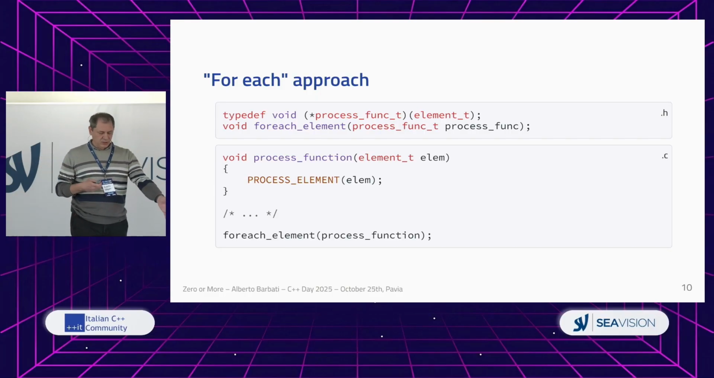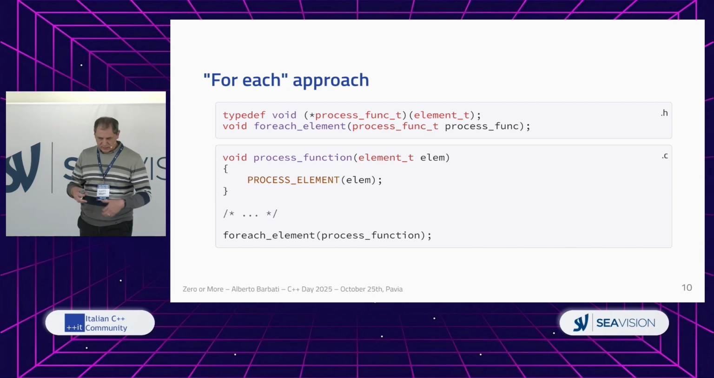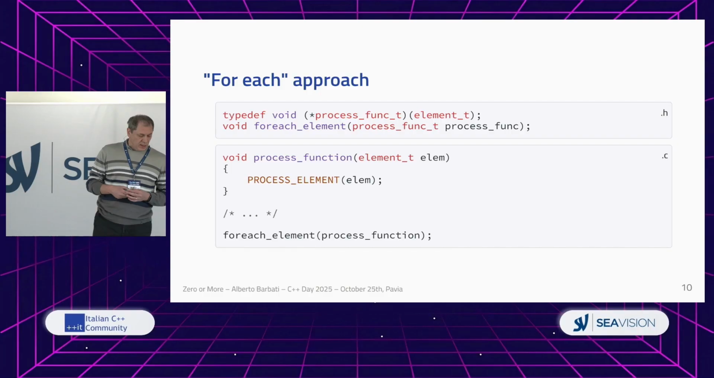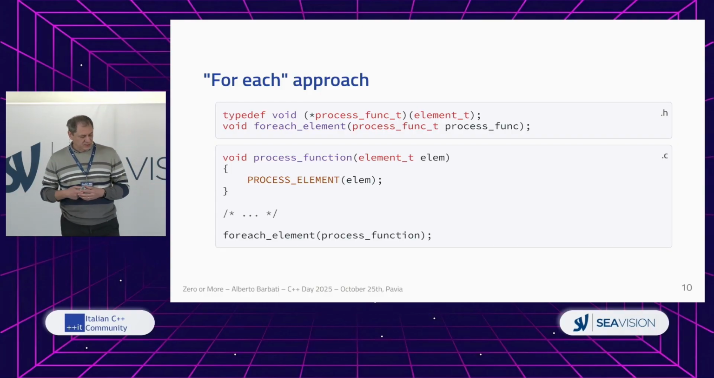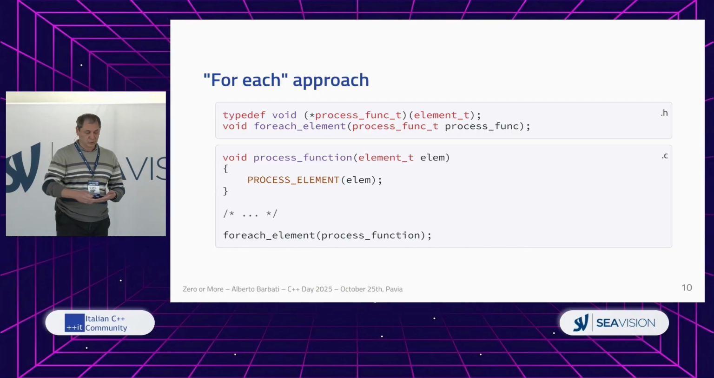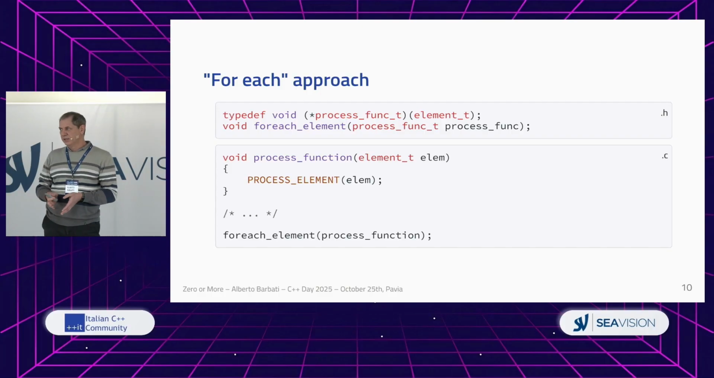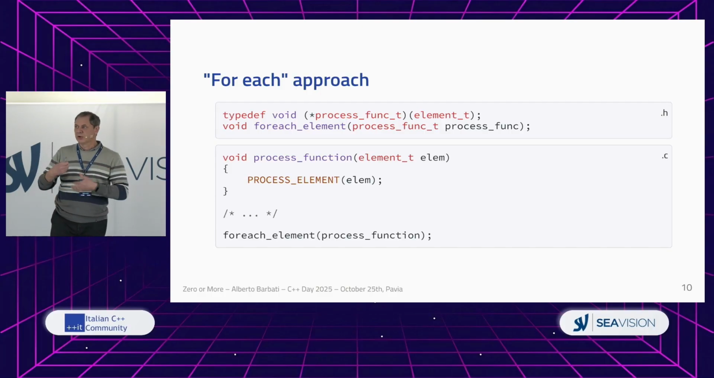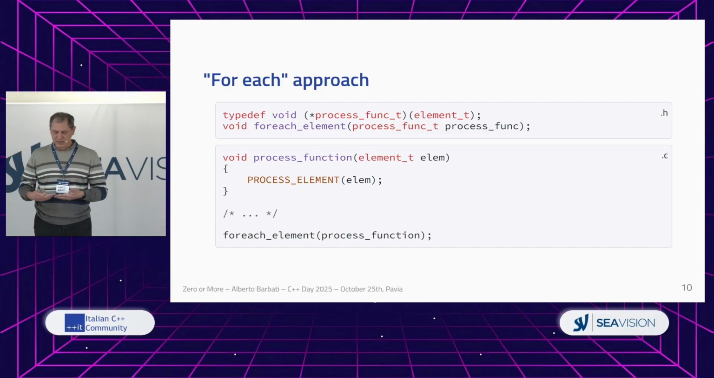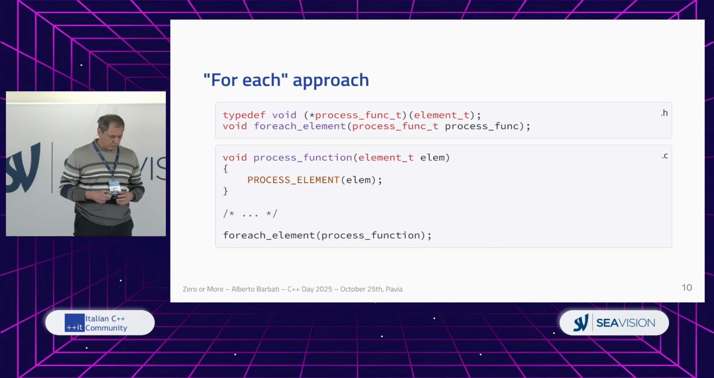This is done by wrapping the code that processes the element into a function. This is called the process function. It takes an element, and then we pass the function pointer, the pointer to this function, to the for each element function. So inside the implementation of the for each element function, the callback is called once for each element, and the caller code is called to process each element.